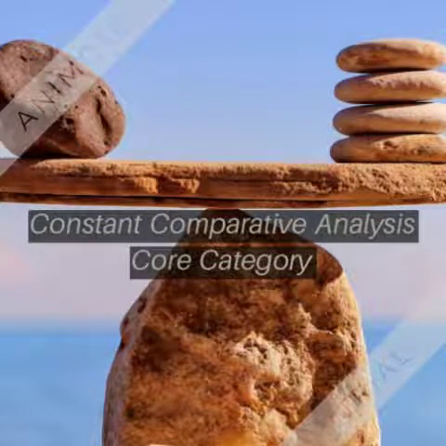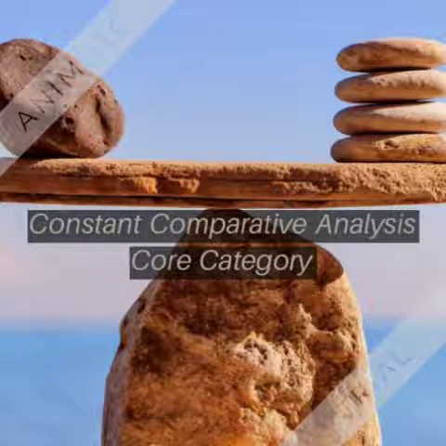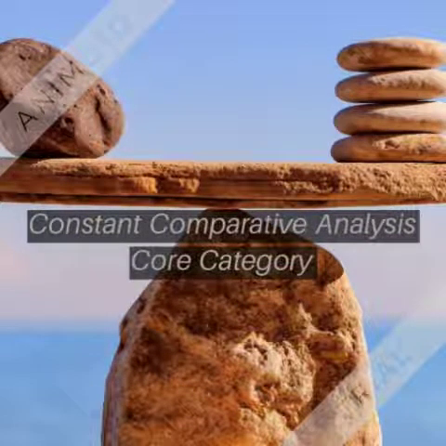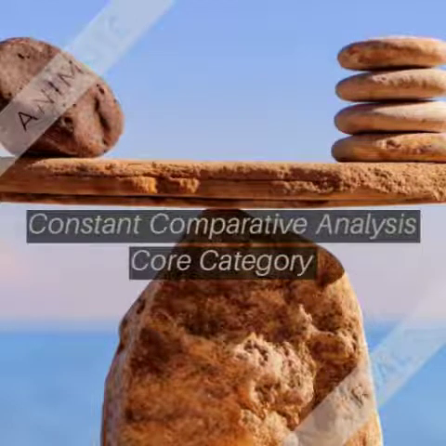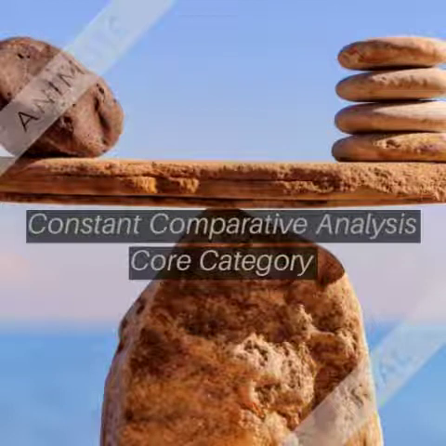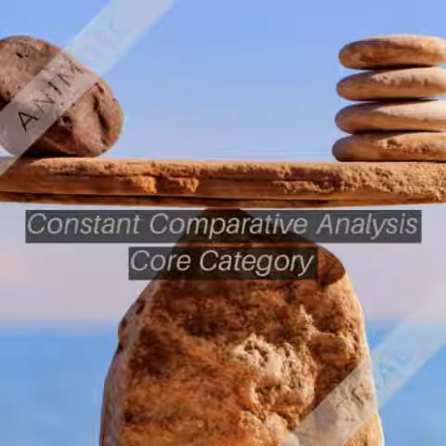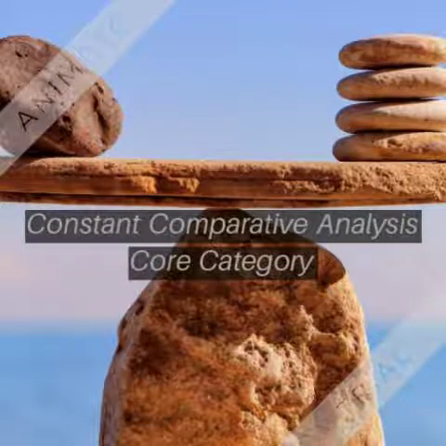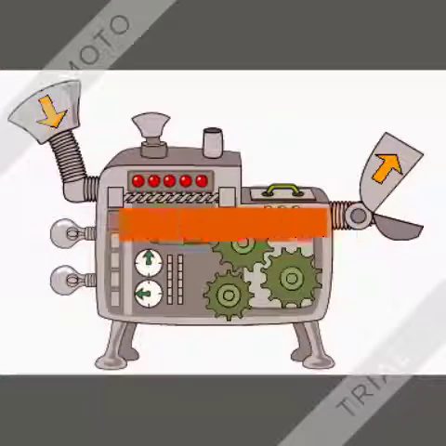Constant comparative analysis is an inductive or specific to broad format for data analysis, where incidents in the data are compared to other incidents, incidents to categories, and categories to other categories. This is that idea of grounding the categories in the data. Coming up with a core category is when the researchers reveal all those major categories and select one as a central phenomenon for the theory.